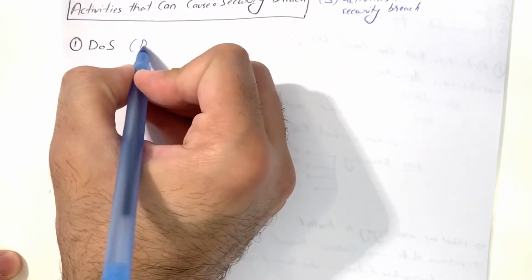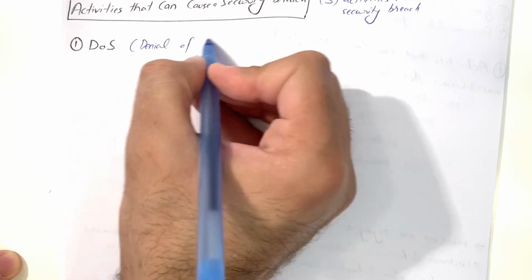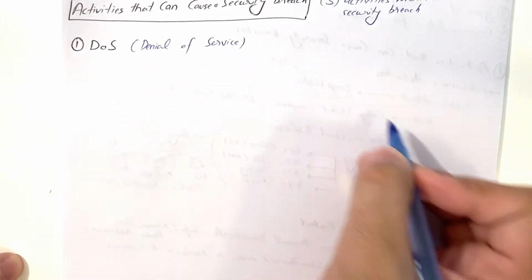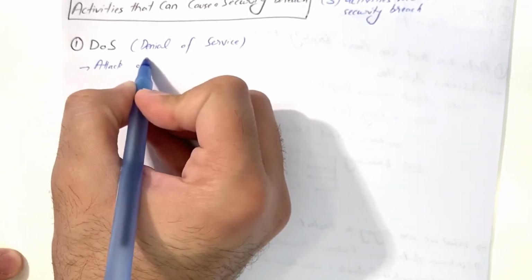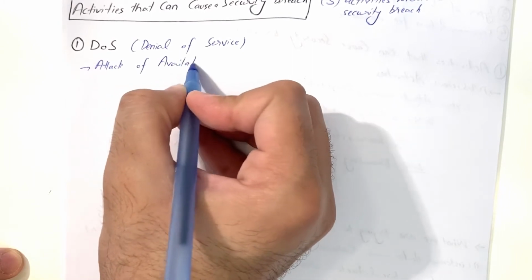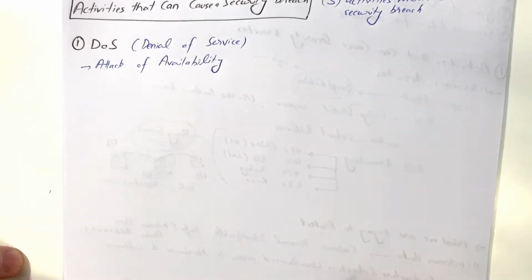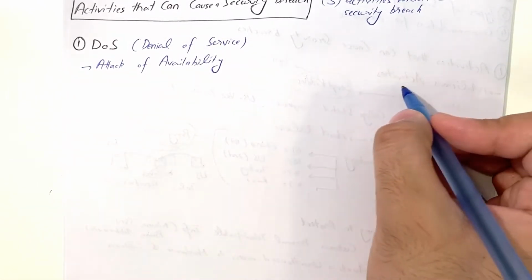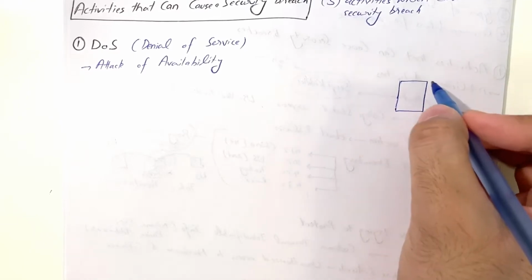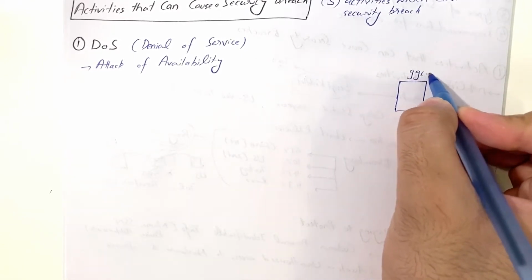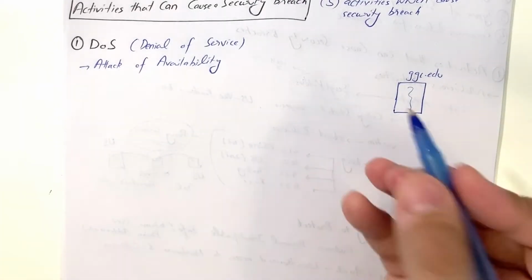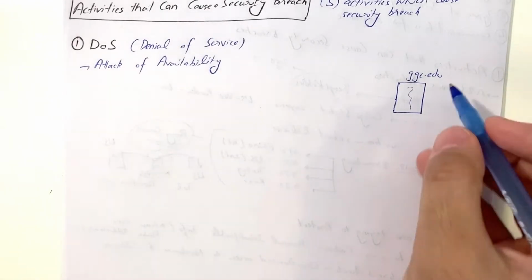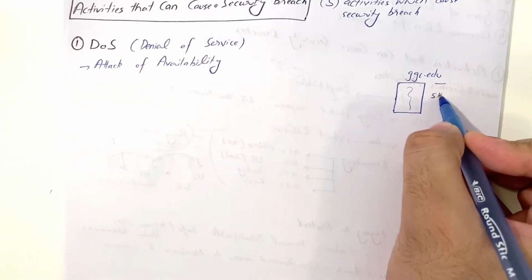DDoS stands for distributed denial of service. Now, a denial of service attack is basically an attack on availability. Just to give you a basic overview, what is a DDoS attack? Let's say, for example, this is our website, and our website is running on a web server. Let's say the website is ggc.edu, and we are running this website on this server. Since it is a server, let's assume it can handle 5,000 queries per second.